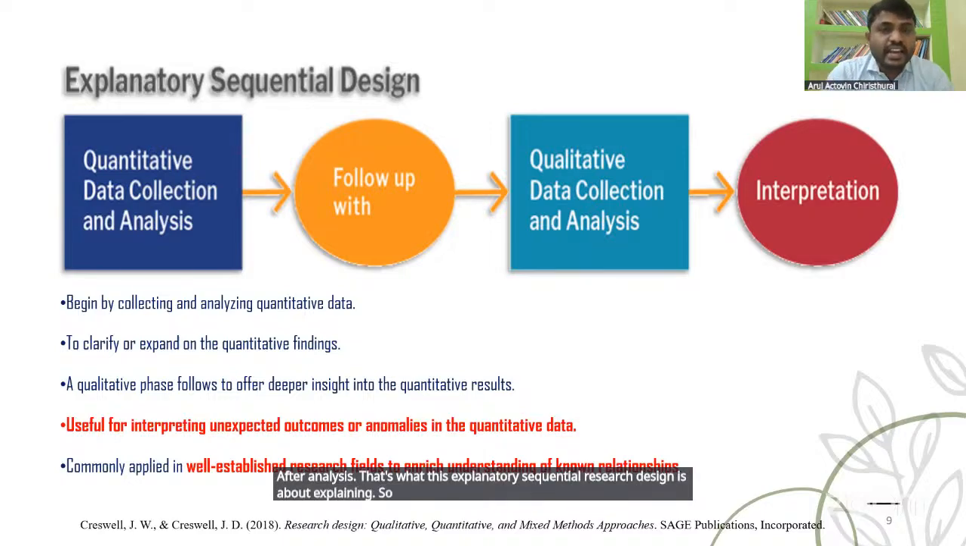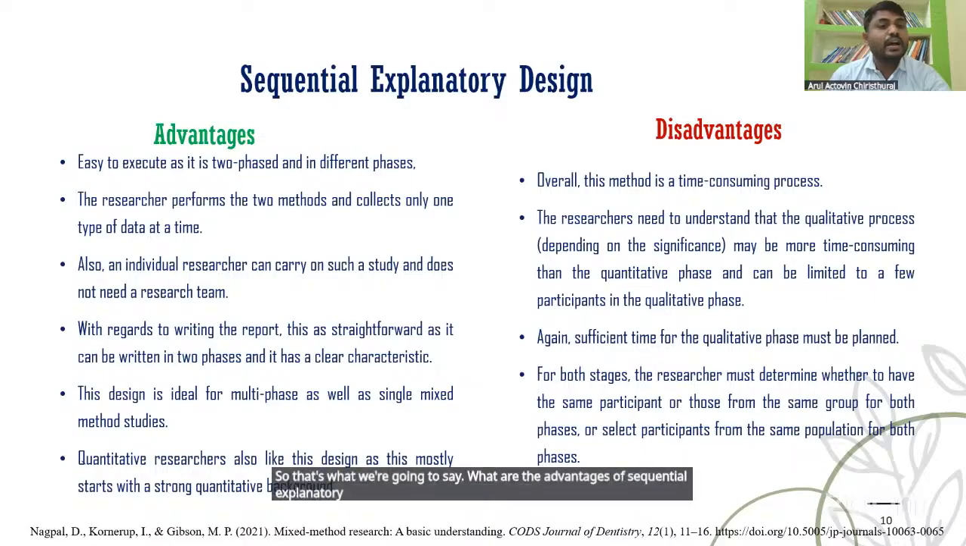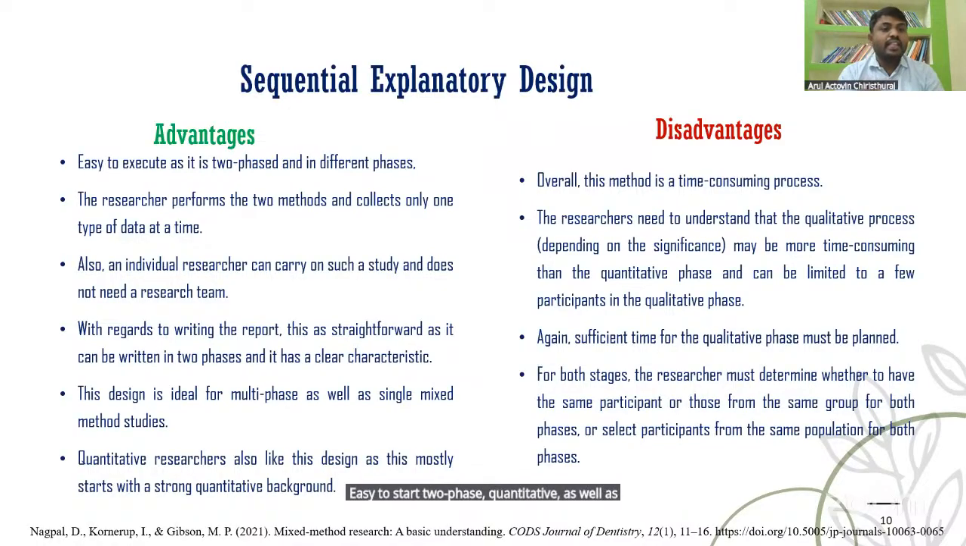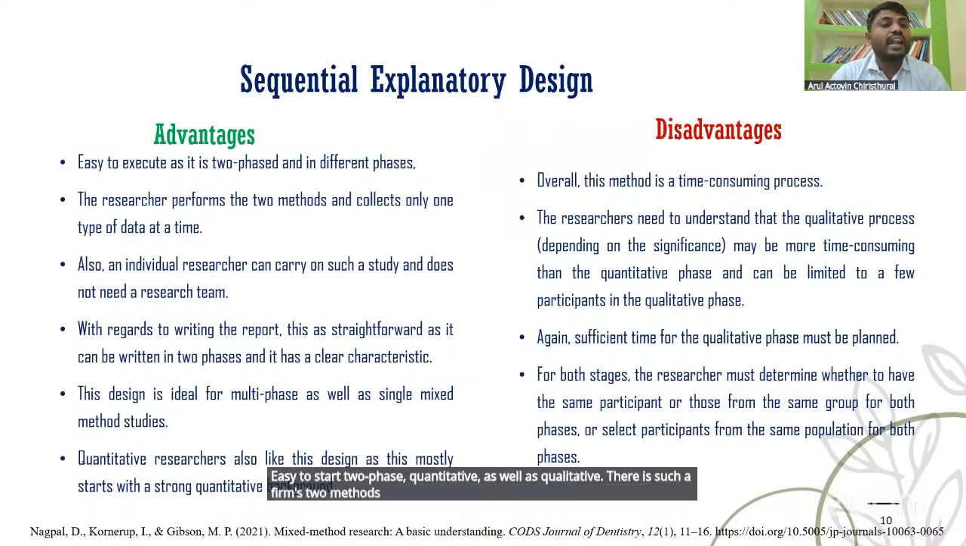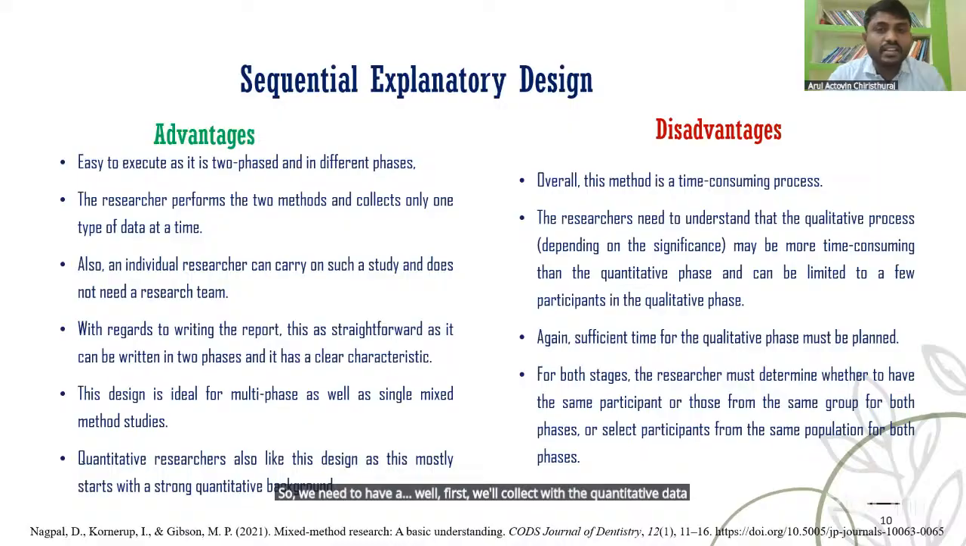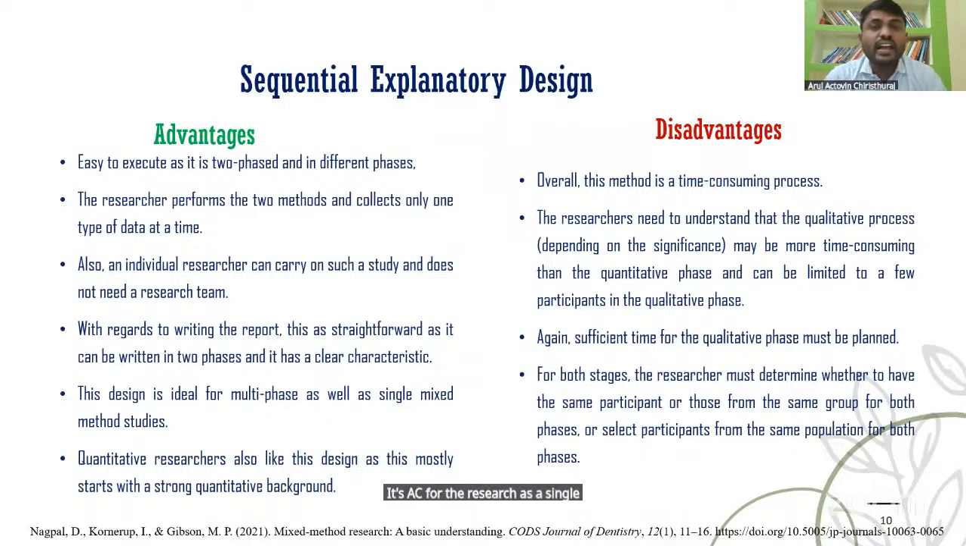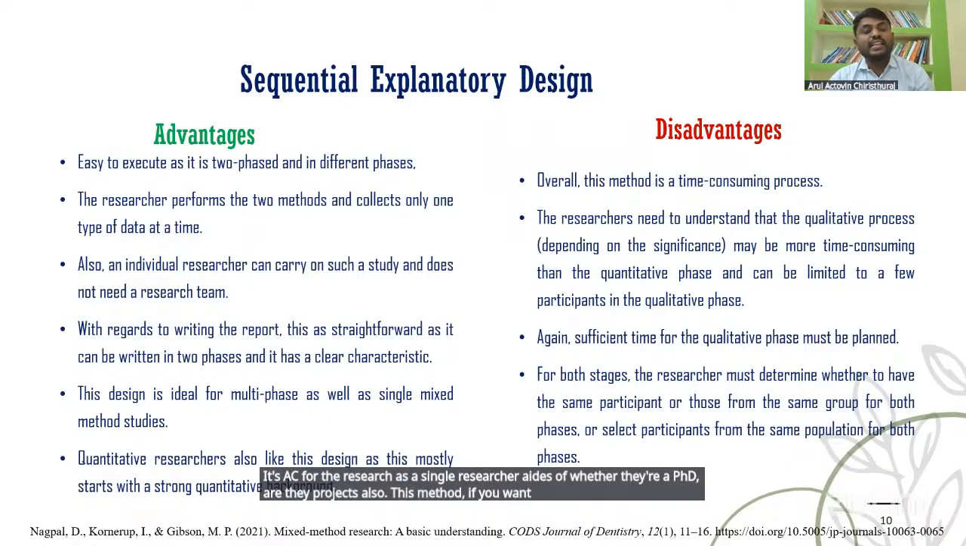Every design has its pros and cons. So what are the advantages of the sequential explanatory design? It is easy to start, with two phases, quantitative as well as qualitative. The researcher performs the two methods one at a time. First we collect the quantitative data, and after the analysis is over, only then do we go with the qualitative data collection. We are not collecting both at the same time. So it's easy for a single researcher, whether a PhD or a project, to apply this method for data collection.